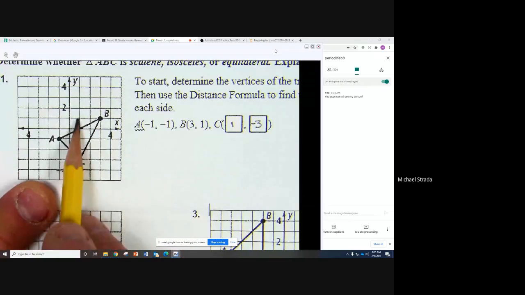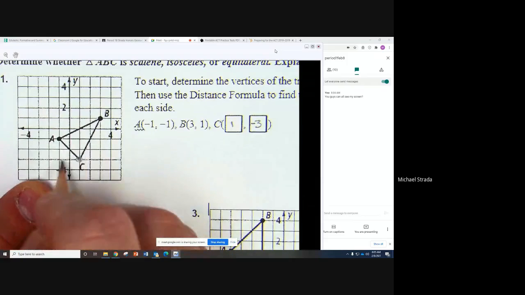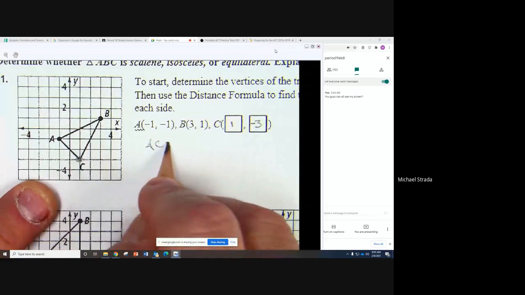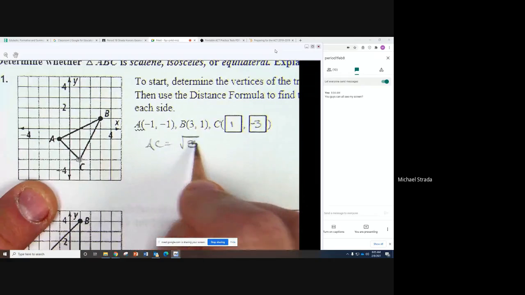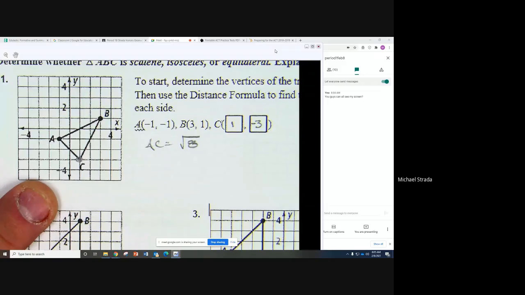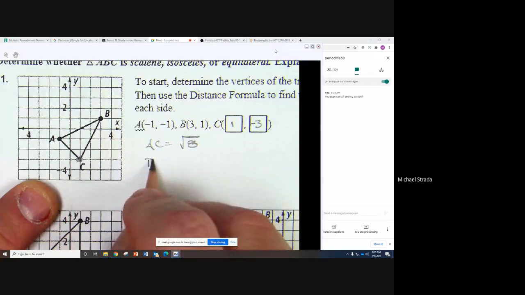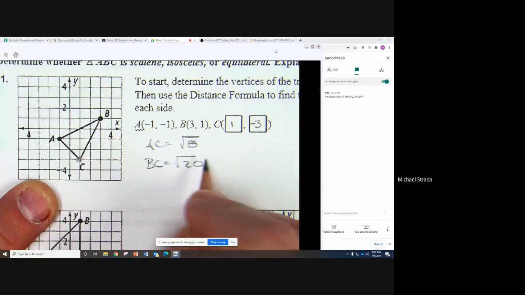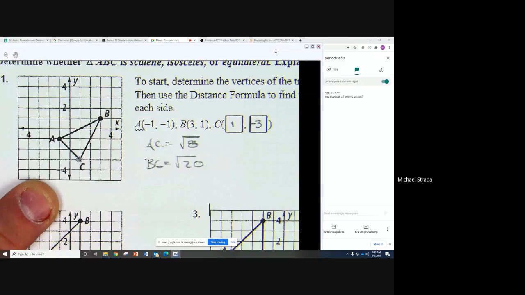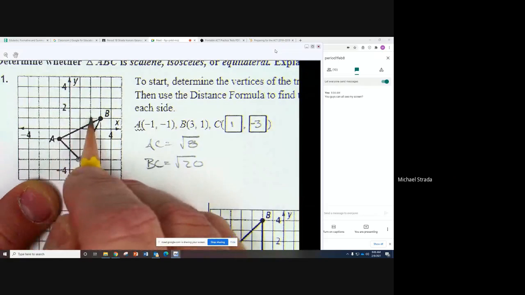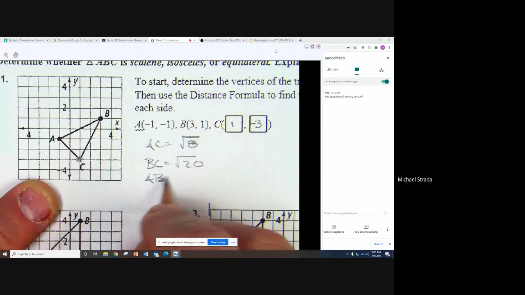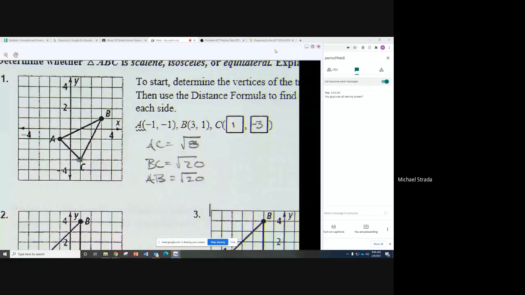So whether you do it in the diagram itself or on the side, I would expect to see how AC is the square root of 8. Remember, you don't have to simplify everything. BC is going over 2 and up 4, so BC is the square root of 20. AB is the same thing, so AB is the square root of 20. That's all I would expect to see for work.